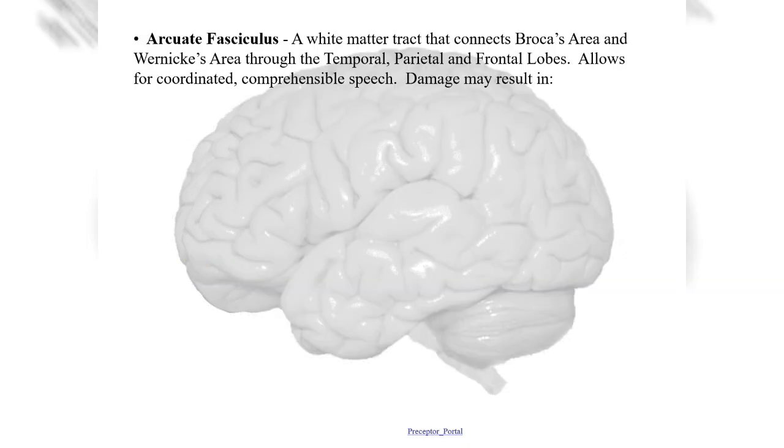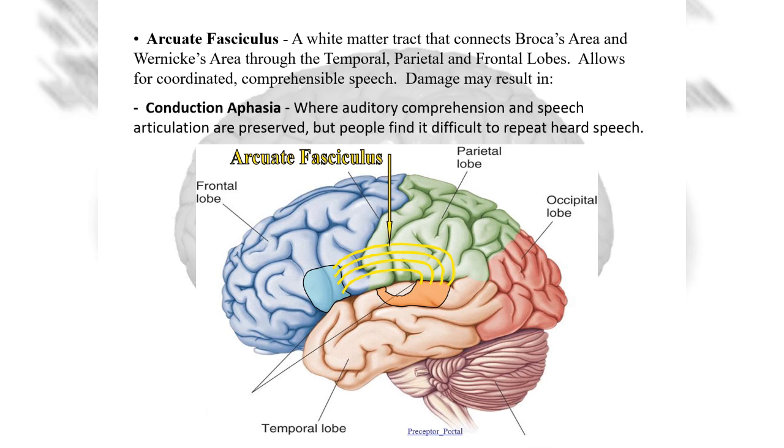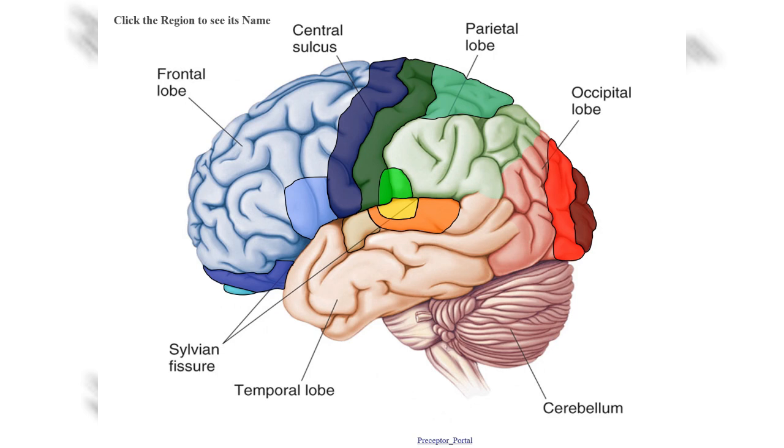The arcuate fasciculus is a white matter tract connecting Broca's area and Wernicke's area, facilitating coordinated speech. Damage can result in conduction aphasia, where speech comprehension is intact, but repeating heard speech is difficult. This diagram provides an overview of the brain's lobes, including the frontal, parietal, temporal, and occipital lobes, as well as the cerebellum.